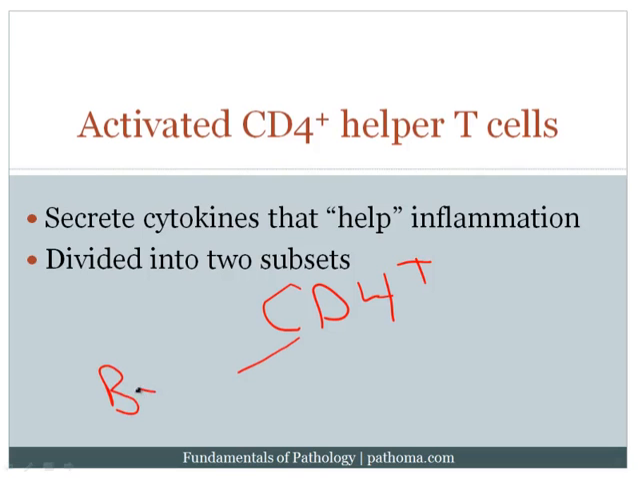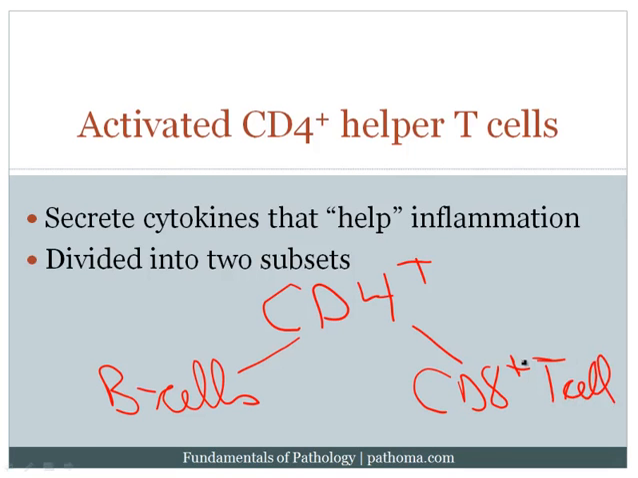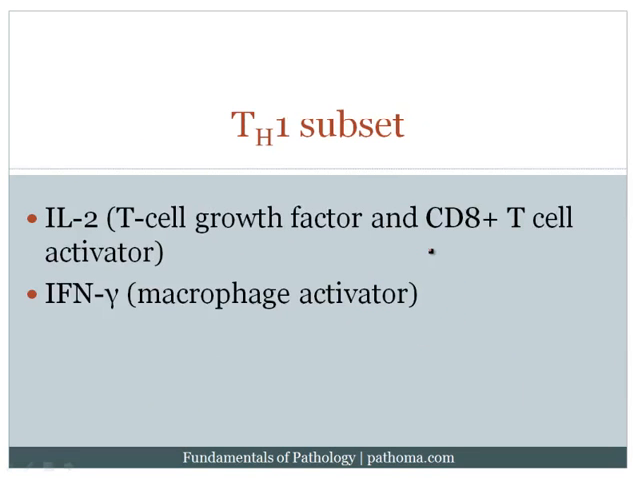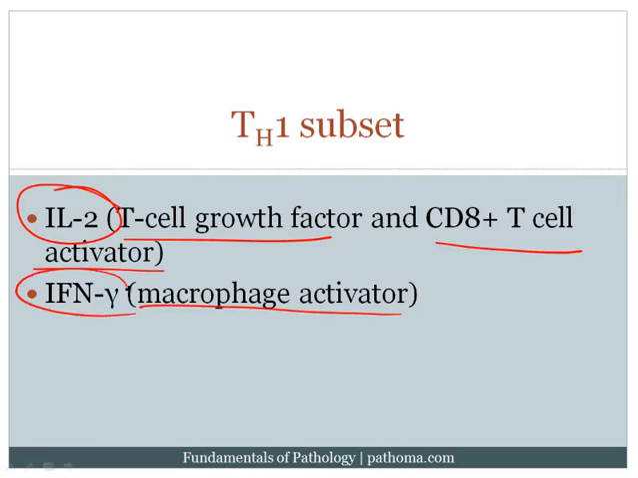It can help B cells, or it can help CD8 positive T cells. These are the two types of inflammatory responses that helper T cells help. And so helper T cells are divided into two subsets. The first is the Th1 subset, and the Th1 subset helps the CD8 positive T cells. It does so by generating IL-2, which is a T cell growth factor and a CD8 positive T cell activator, and it also helps by activating macrophages via interferon gamma.